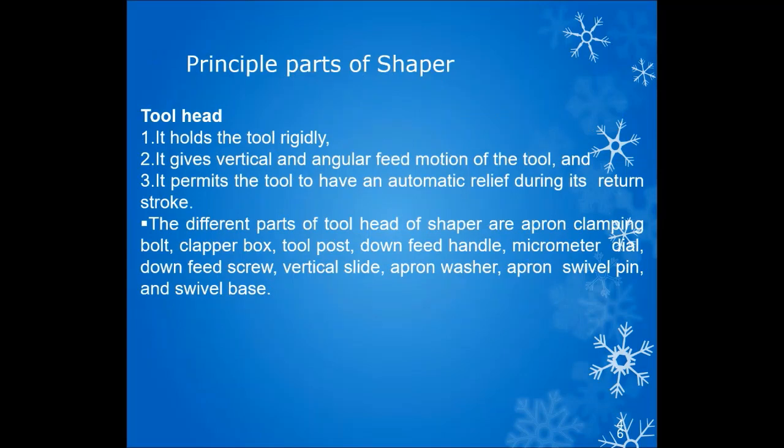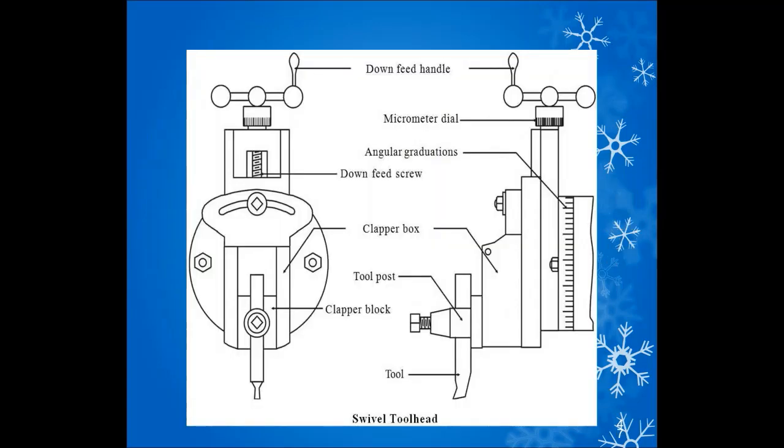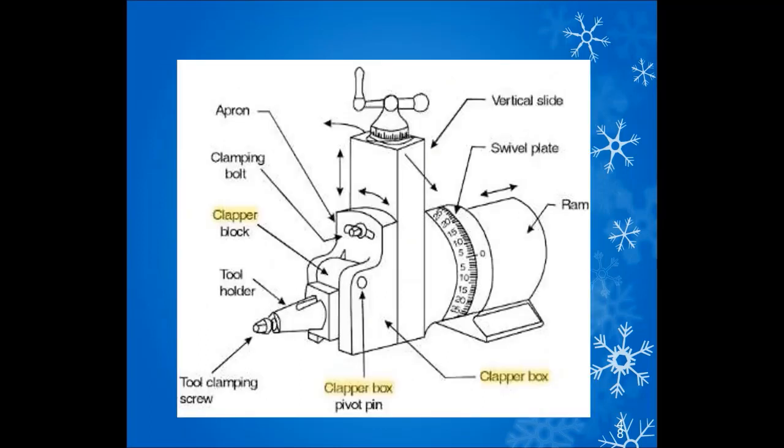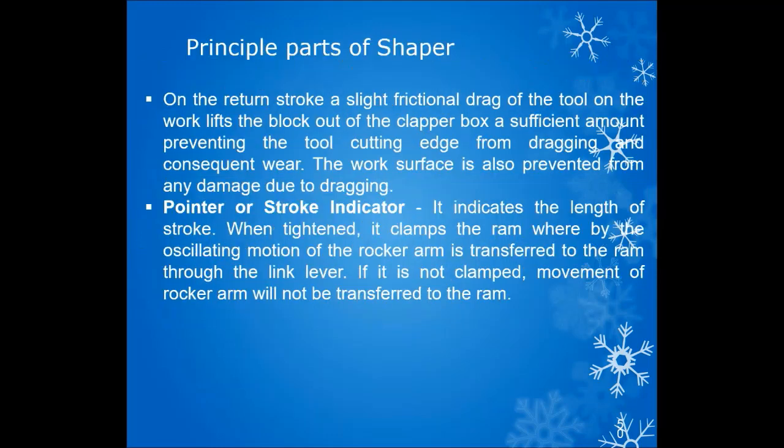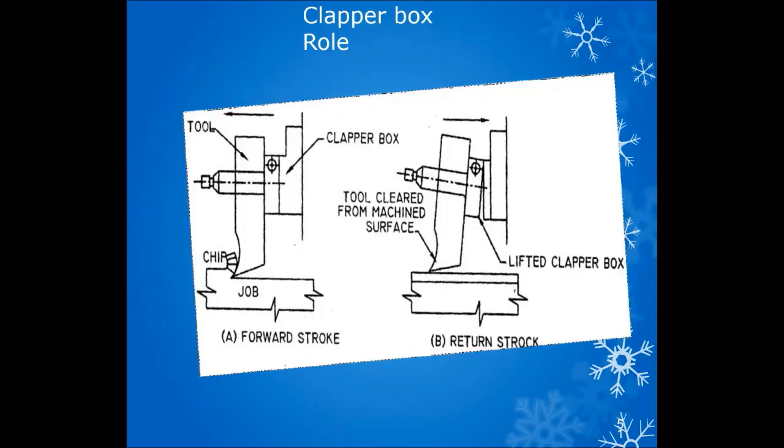Principal parts of the shaper: tool head, where the tool is held. The diagram shows how the tool is fixed by adjusting the various positions. The clapper box is used to hold, that is, fix the tool.